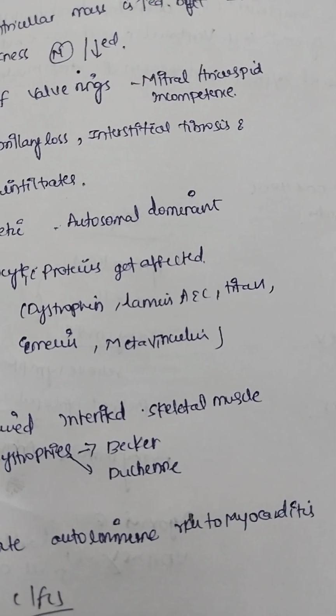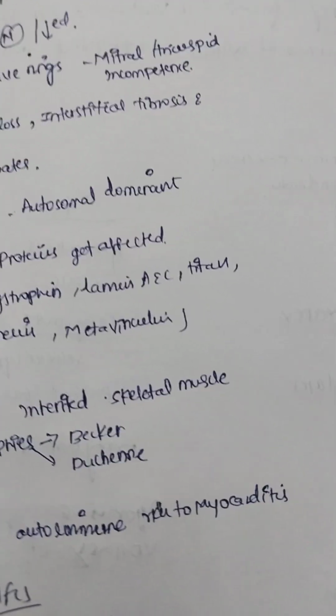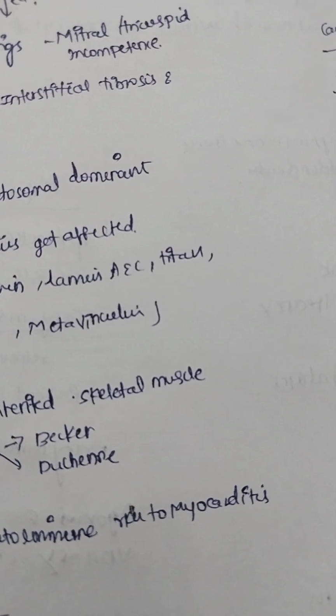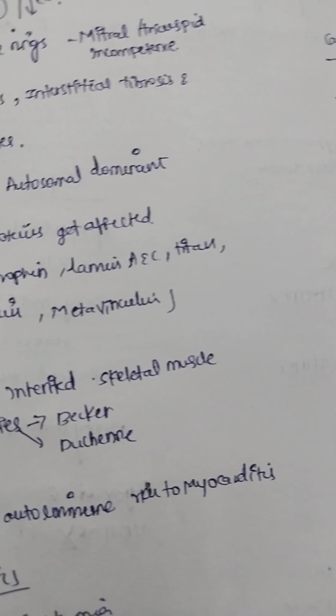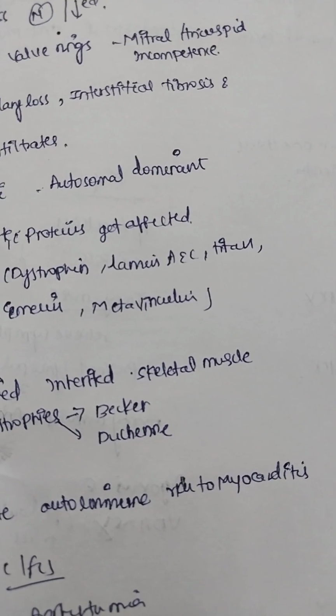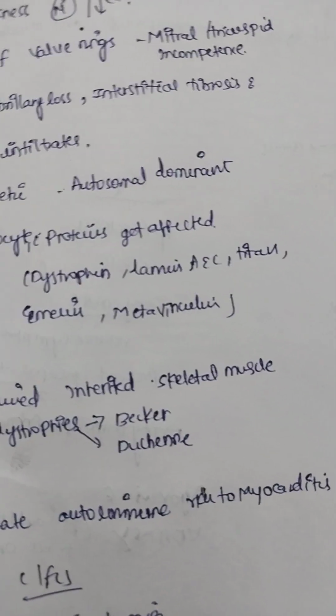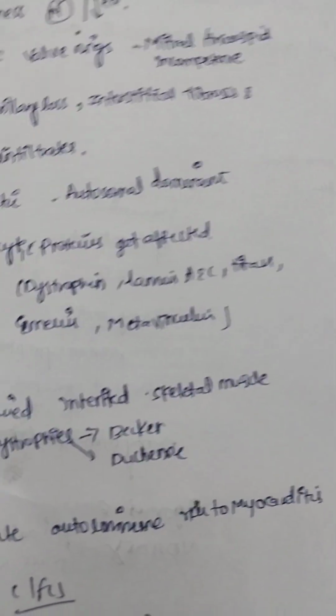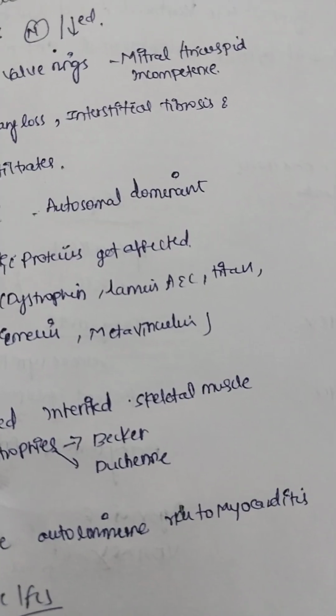And we know ASD means angina, syncope, and dyspnea. This is a classic triad we will see in aortic stenosis. But here there is angina and breathlessness and syncope on effort. Here all are on effort: angina on effort, syncope on effort, and breathlessness on effort.